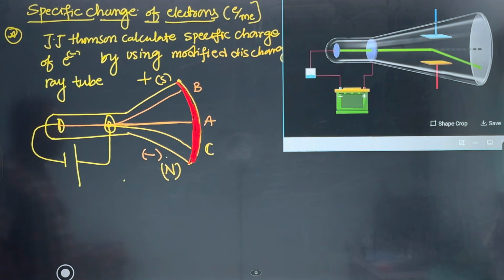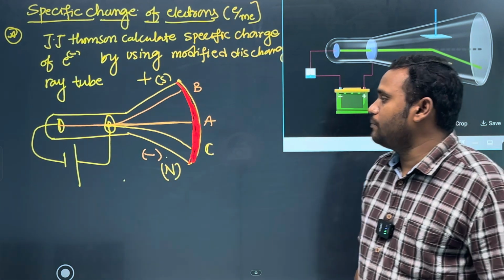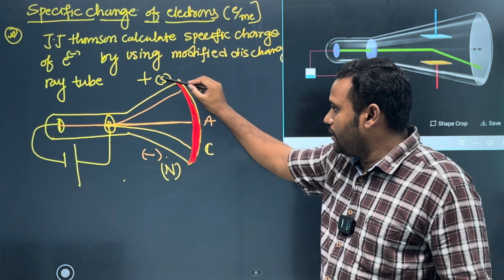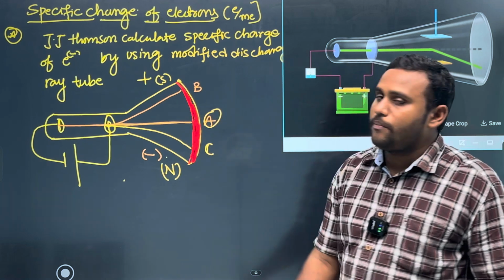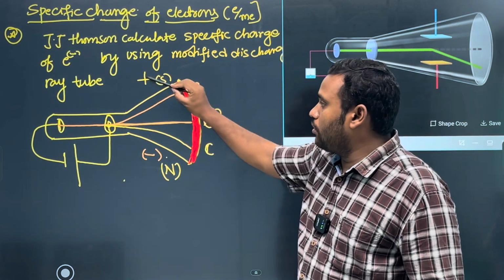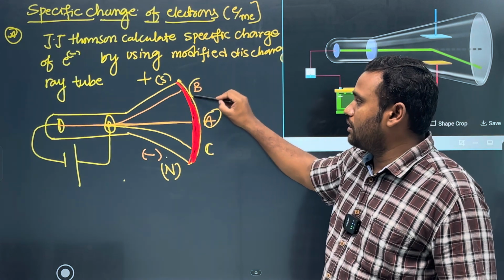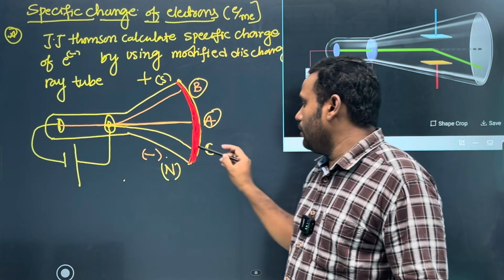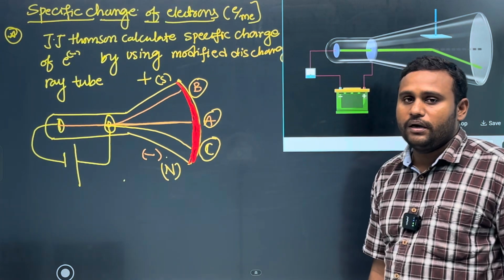Now here we should understand the three points very clearly. In the absence of external magnetic field and electric field, they travel and hit at the point A. When you apply only an external electric field, they deflect from their path and touch at the point B. If you use only a magnetic field, they deflect again, touching at point C.